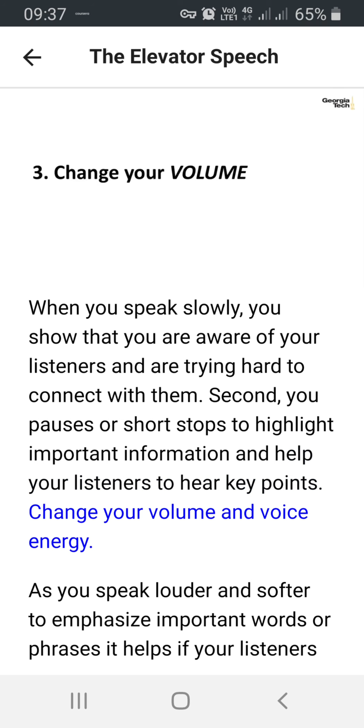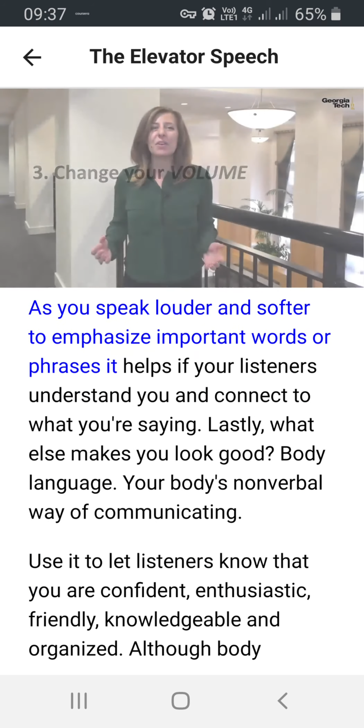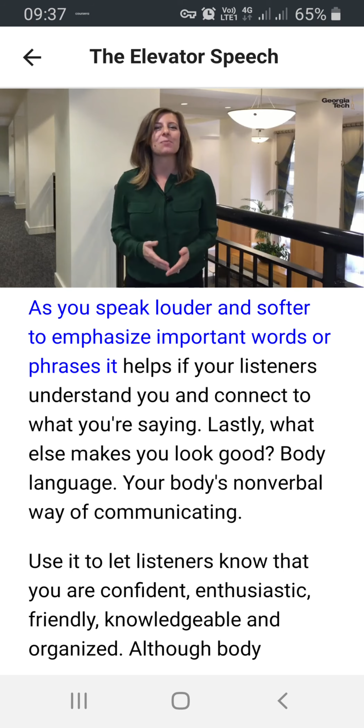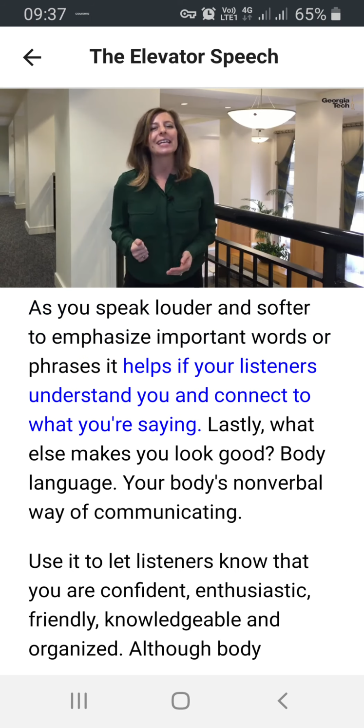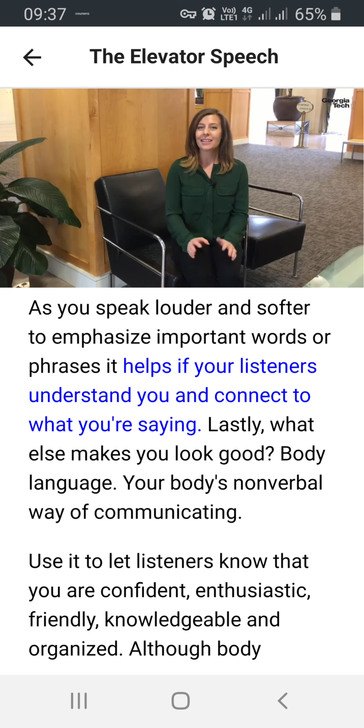Change your volume and voice energy. As you speak louder and softer to emphasize important words or phrases, it helps your listeners understand you and connect to what you're saying. Lastly, what else makes you look good?